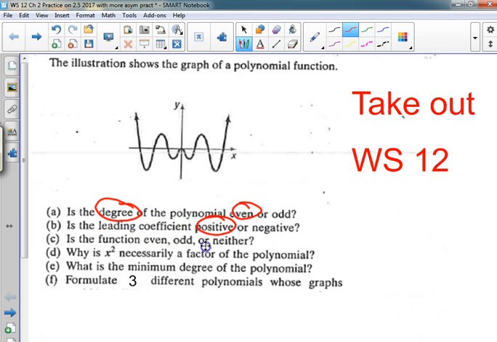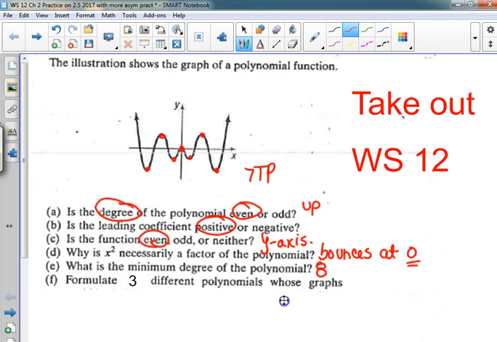Is the function even, odd, or neither? I just gave that away. Because of y-axis symmetry. Both ends up. Why is x squared a factor of this? Bounces at 0. What is the minimum degree of this polynomial? Holy moly. 1, 2, 3, 4, 5, 6, 7 turning points means it is at least degree 8.